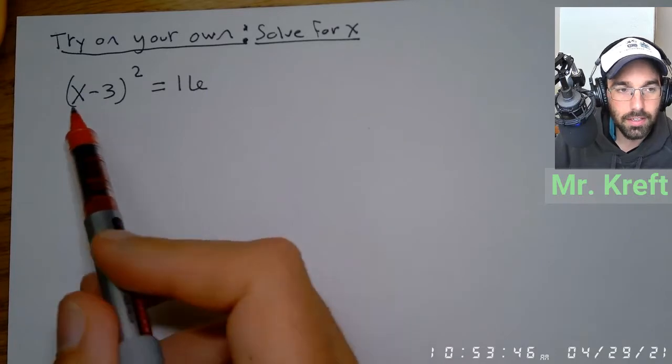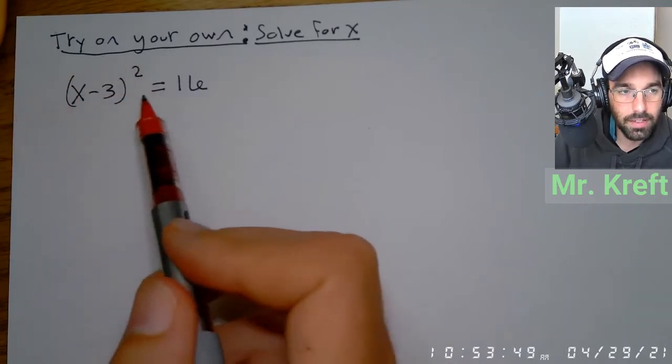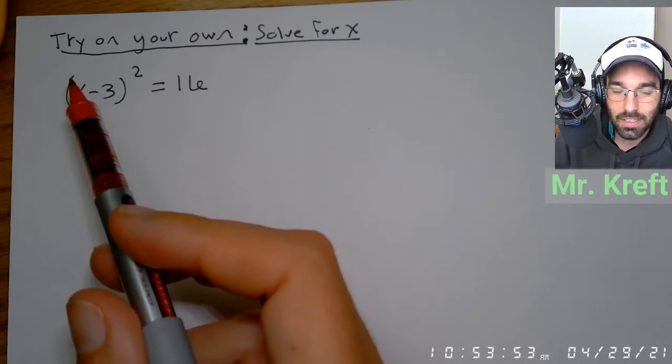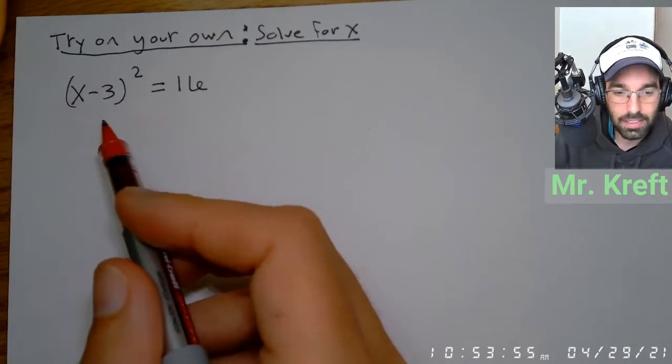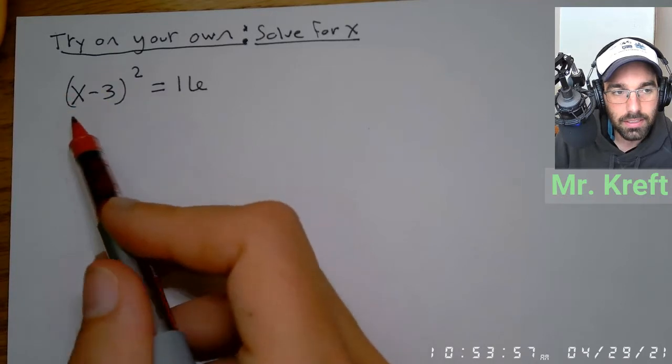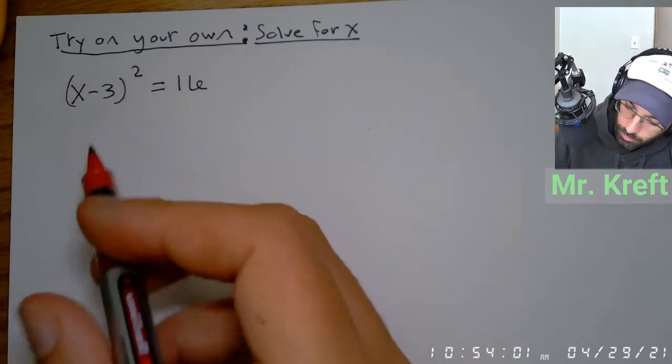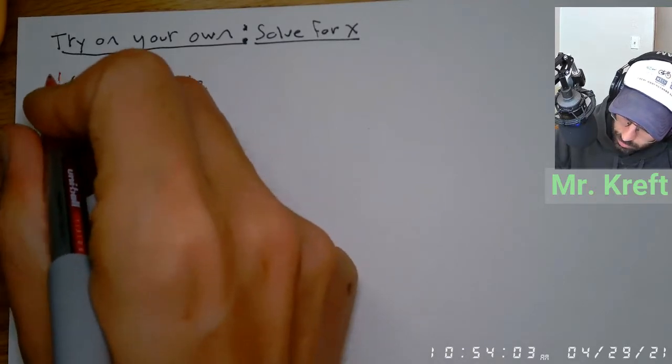So the first thing I'm going to look at is the squared term by itself, because in a second here, I'm going to start doing some problems where the squared term isn't by itself. So we have to be careful about that. So right here, I have the squared term by itself. So I'm just going to go ahead and get rid of the square.